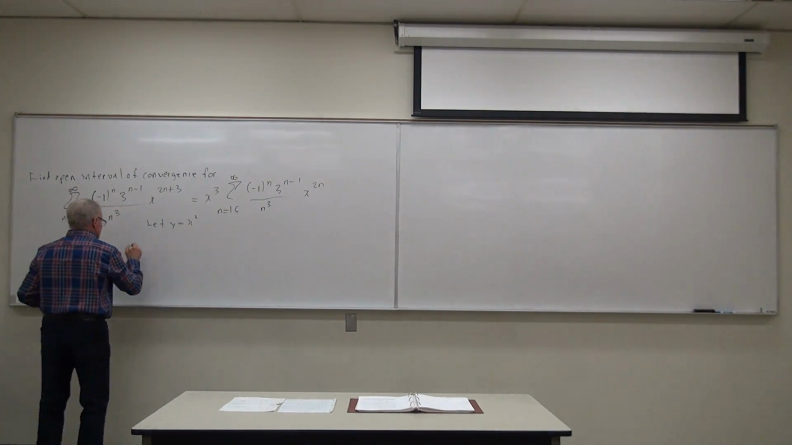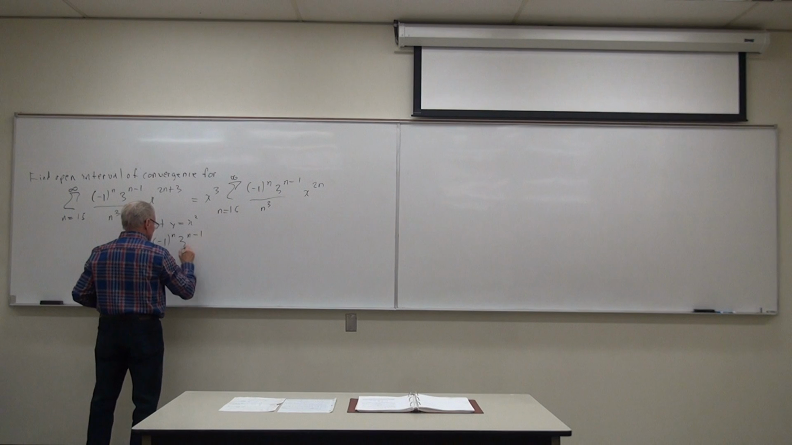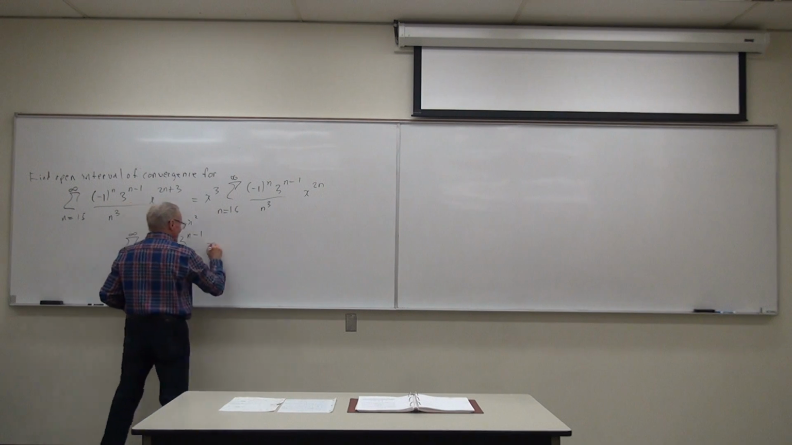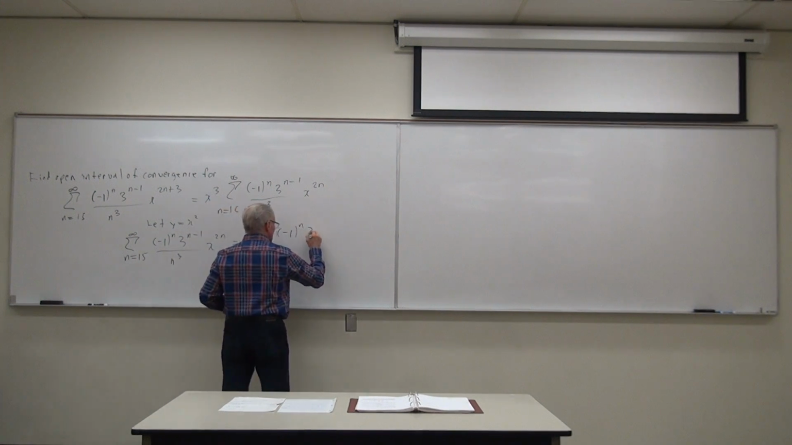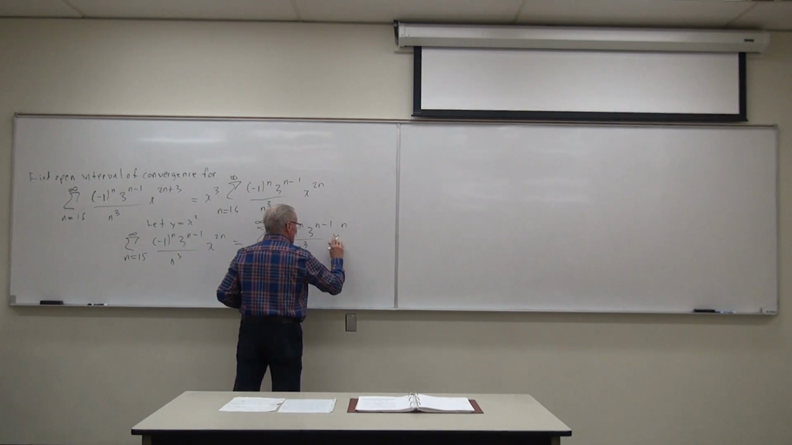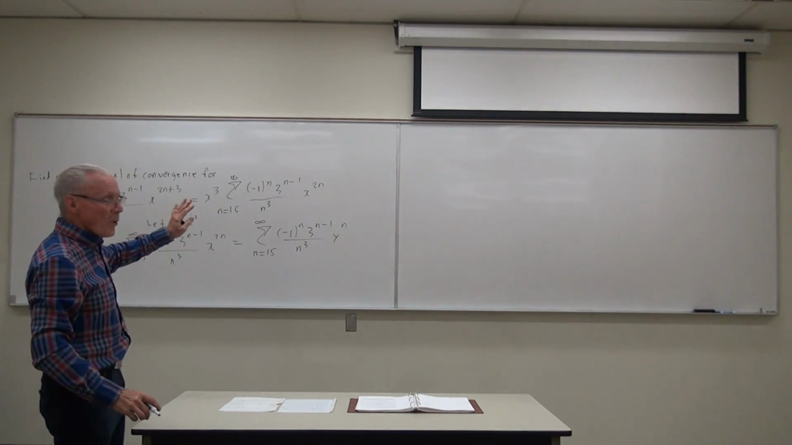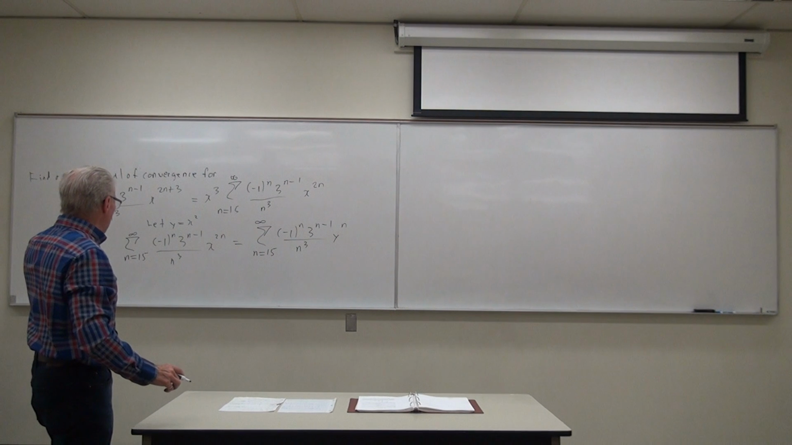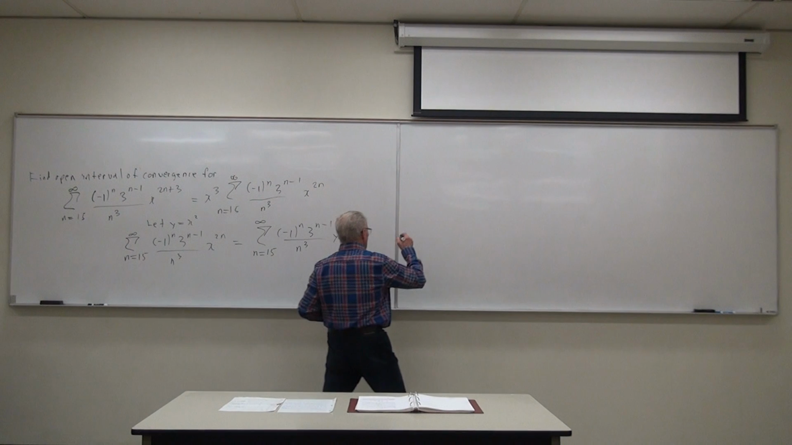In which case the series, summation n equals 1 to infinity of (-1)^n 3^(n-1) over n cubed x^(2n), becomes the summation of (-1)^n 3^(n-1) over n cubed y^n. Do what we did last day. We'll calculate a radius of convergence for the y series, and then we'll turn it back into a radius of convergence for the x series. So now we can get the R.